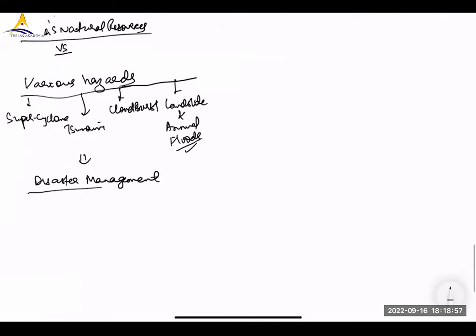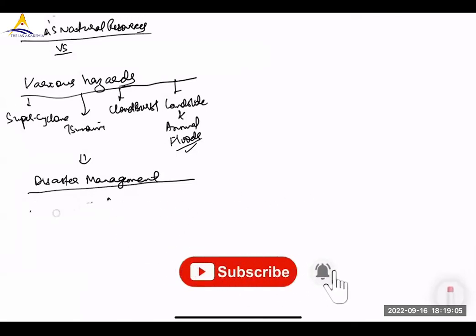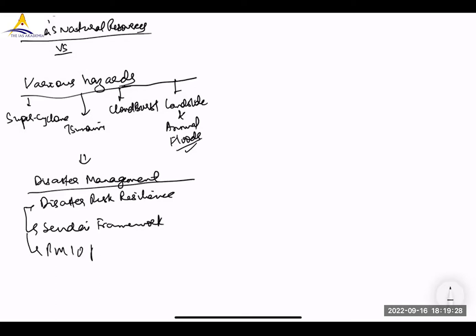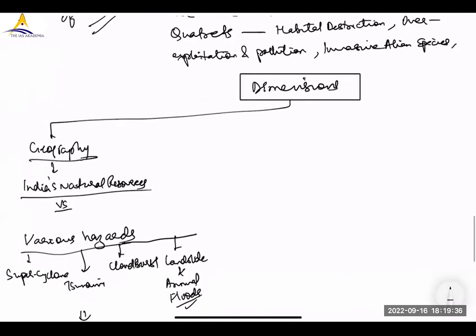Here you can talk about या सस्टेनेबल डेवलपमेंट को अलग से बात कीजिए. डिजास्टर मैनेजमेंट में you can talk about disaster risk resilience. You can talk about Sendai framework, Build Back Better. You can talk about Prime Minister's 10-point plan for disaster management, national disaster management policy, etc. All those things. This becomes your first dimension.